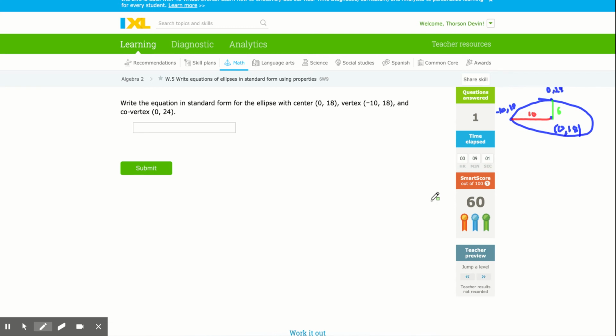Now let's look at one that isn't centered at the origin. This one has a center of (0, 18). So this center right here is (0, 18). Then it says its vertex is (-10, 18). 18 is the same y value, so that tells me it's to the left. So my a value is from an x value of 0 to an x value of -10. That's 10 units. Then I have a co-vertex at (0, 24), which is above (0, 18) by 6 units, which means the minor axis is 12 in length, or the b value is 6.